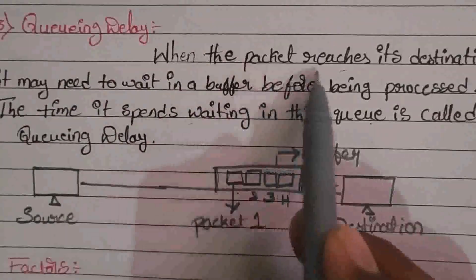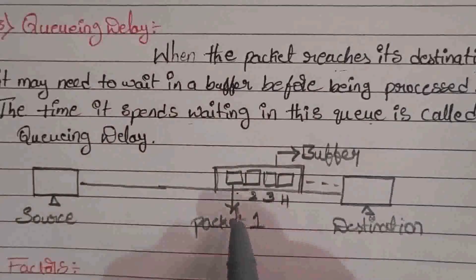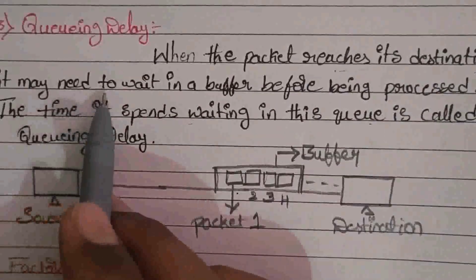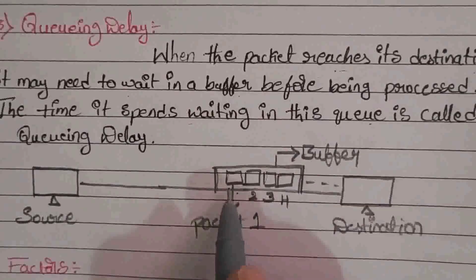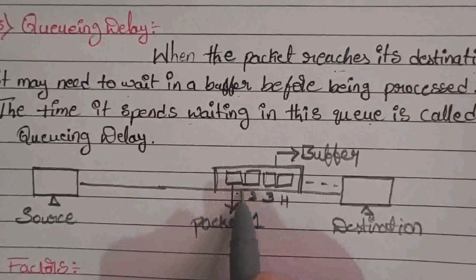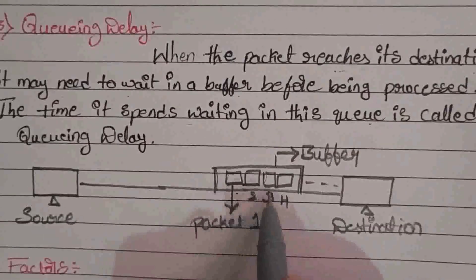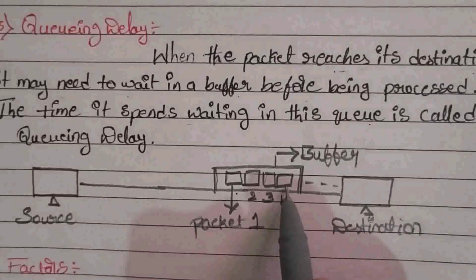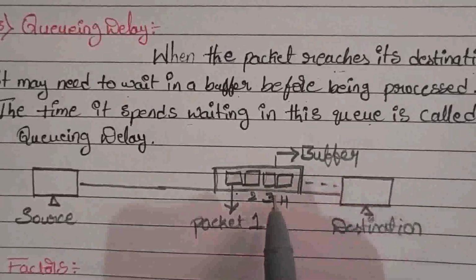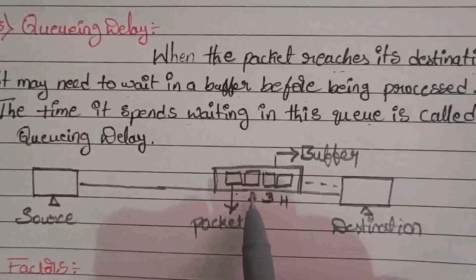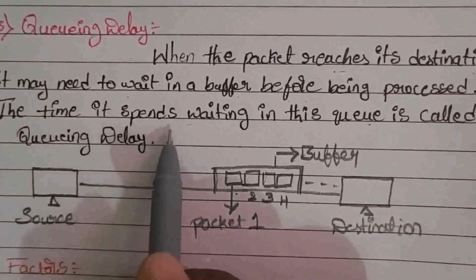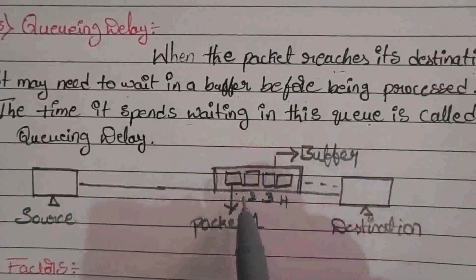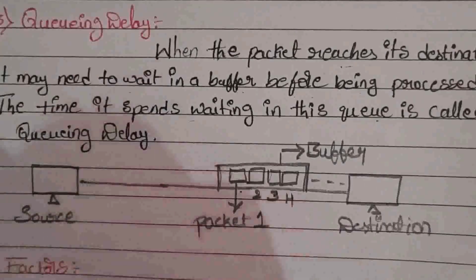When a packet reaches its destination, it may need to wait in a buffer before being processed. So until one packet's processing is complete, the remaining packets wait in a buffer. This time spent waiting in the queue is called the queuing delay.